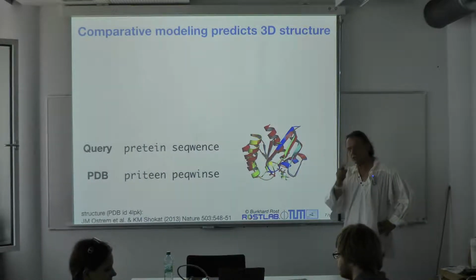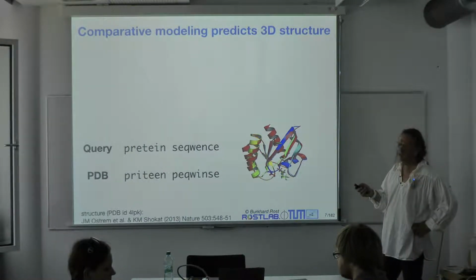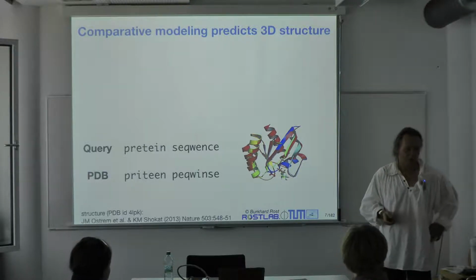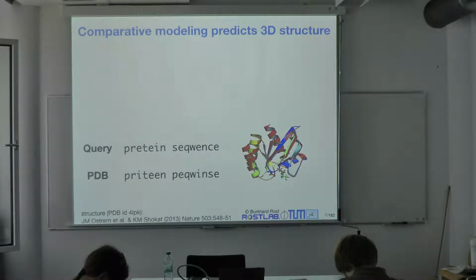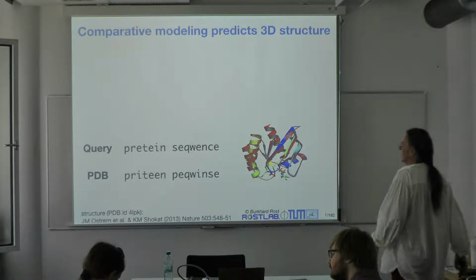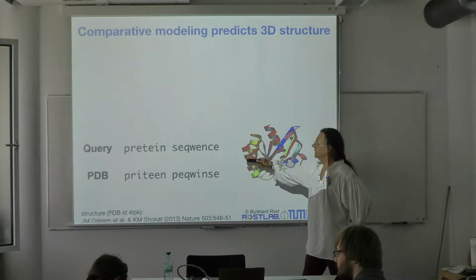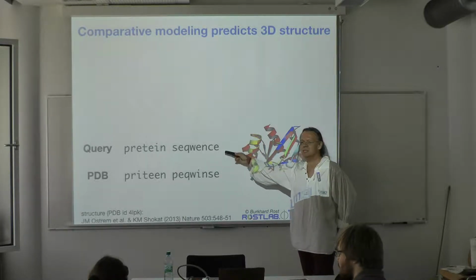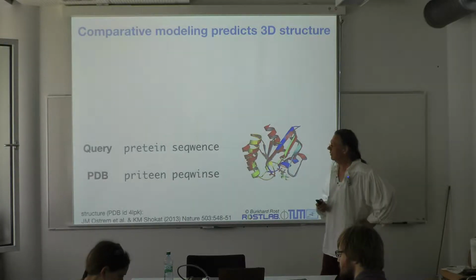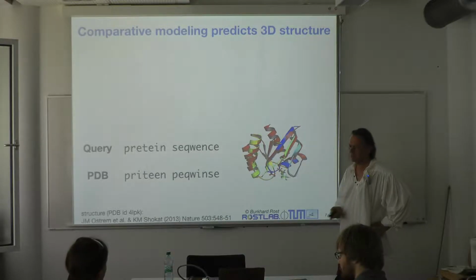Once you have structures, you can apply comparative modeling. Comparative modeling uses the idea that two proteins with very similar sequences have similar structure. You have a protein of known structure, you have a protein of unknown structure, they are similar in sequence. You simply read off the coordinates of the one with known structure because these two are similar.